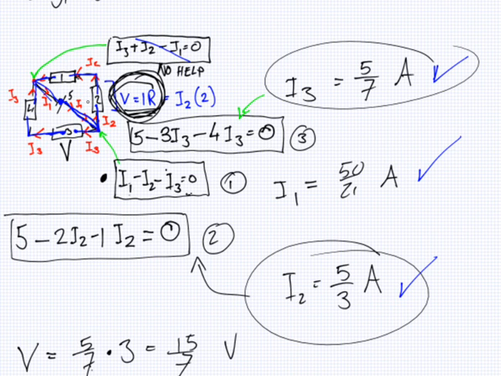What's the question? What do you want here? Find all the currents and all the voltages. Okay.